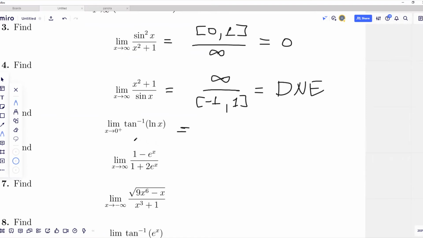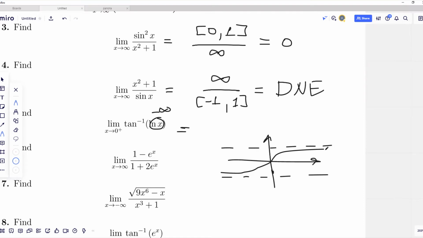Next limit, as x goes to 0 from the right-hand side, we know that ln of x goes to minus infinity. So this expression here is minus infinity. Then if you recall the graph of arctan of x, graph like that, with horizontal asymptotes at minus pi over 2 and pi over 2.